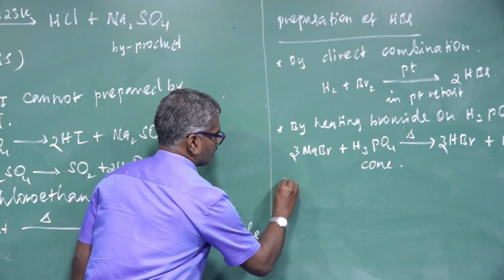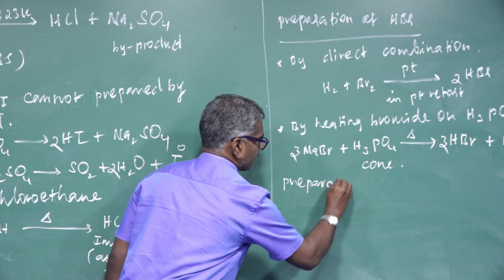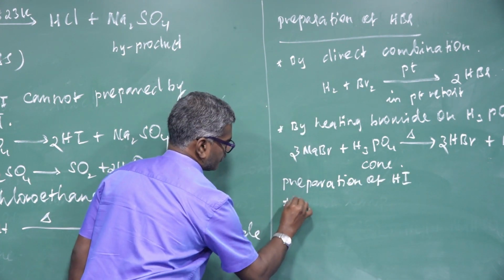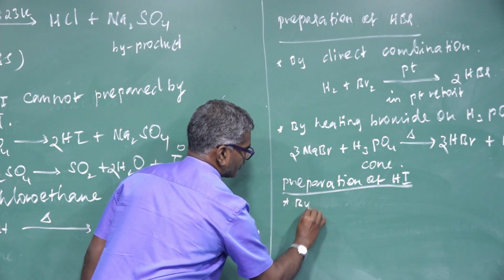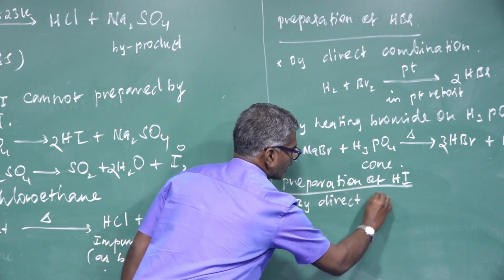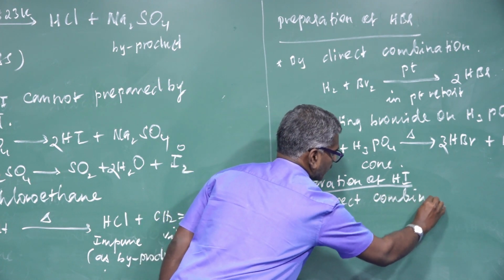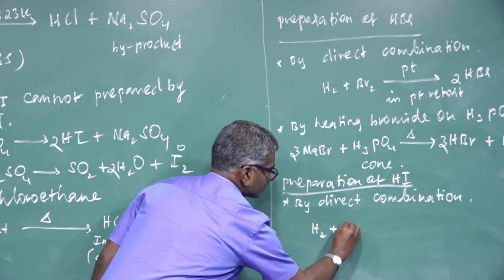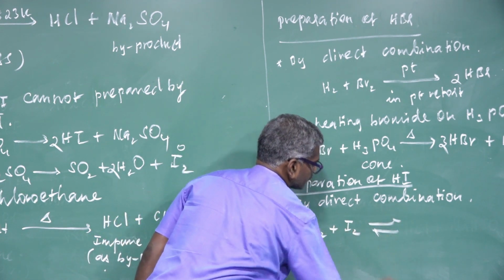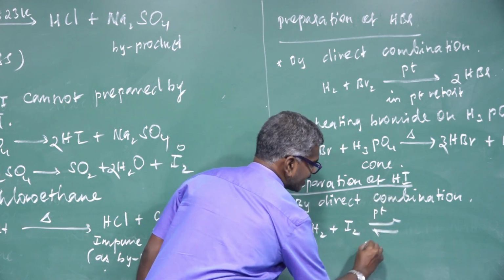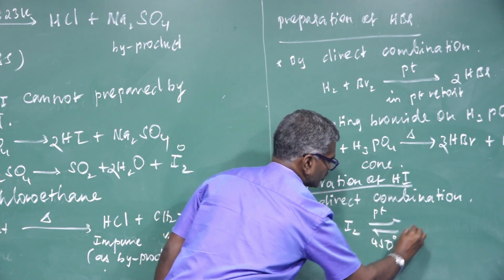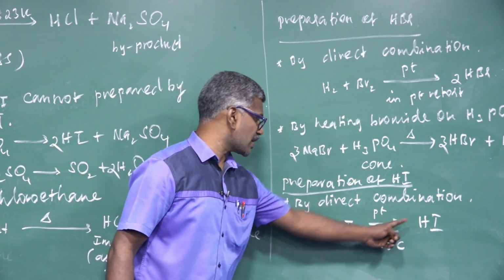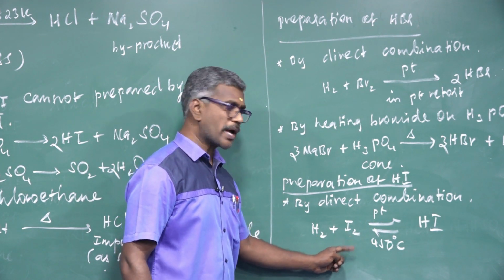Next, preparation of HI by direct combination. Hydrogen reacts with iodine in the presence of Pt, maintaining the temperature at 450 degrees Celsius, to form HI. In this method of preparing HI, 2 hydrogen, here 2 iodine, 2 times.